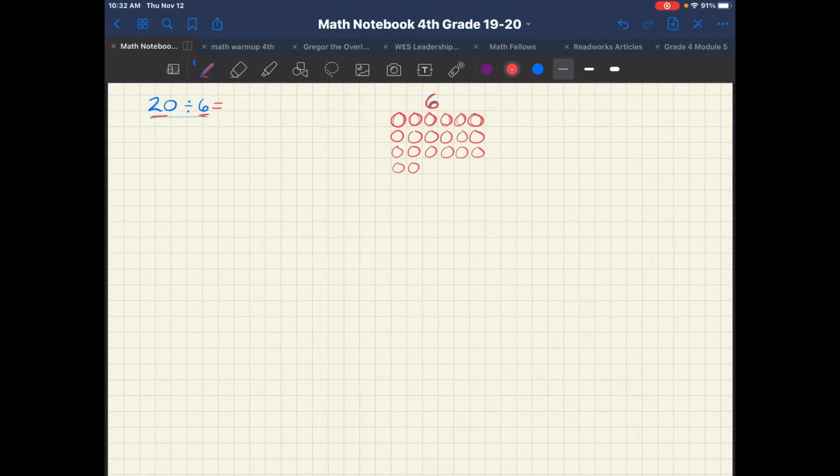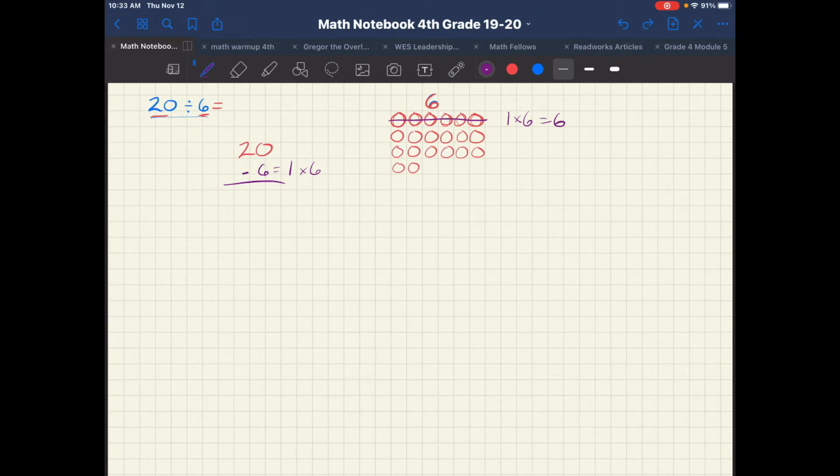So now we're going to take away groups of 6, because that is what 20 divided by 6 means: how many groups of 6 can I make? We also talked about teams. If all these dots were kids, how many teams of 6 can I make? So I'm going to start with 20. And if I take away one group of 6, one group of 6 is 6. I'm going to take that 6 away from the 20. So that is one group of 6.